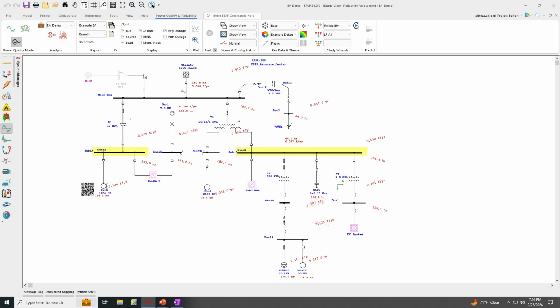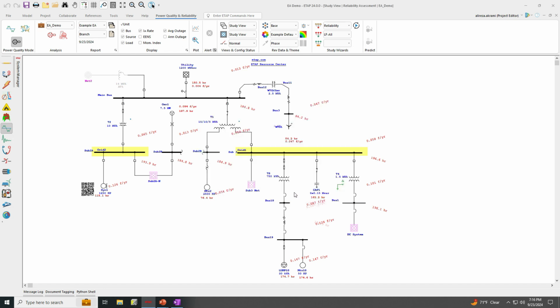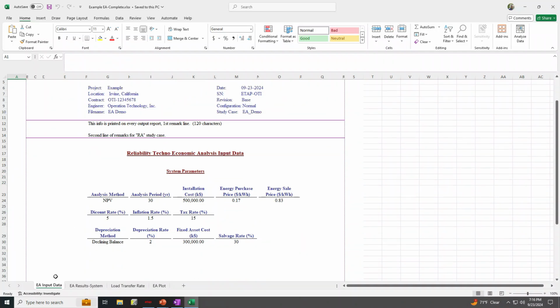For the EA, to see the results, we need to generate a report. So what we do is that we go to the report manager here and we select the complete economic analysis report. We can see that in this report, we have the EA input data. It shows all the parameters that we have defined in the economic analysis page of the study case editor, such as the method of the study, the life cycle of the study, investment cost, and those things.